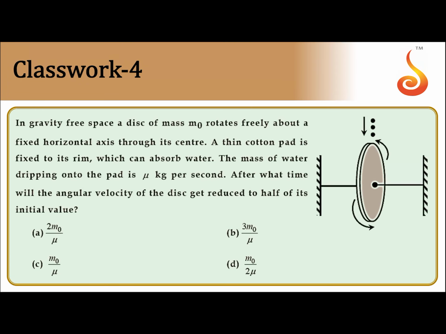Next one. In a gravity-free space, a disk of mass m0 rotates freely about a fixed horizontal axis through its center. A thin cotton pad is fixed to its rim, which can absorb water. The mass of water dripping onto the pad is mu kg per second. After what time will the angular velocity of the disk get reduced to half of its initial value?